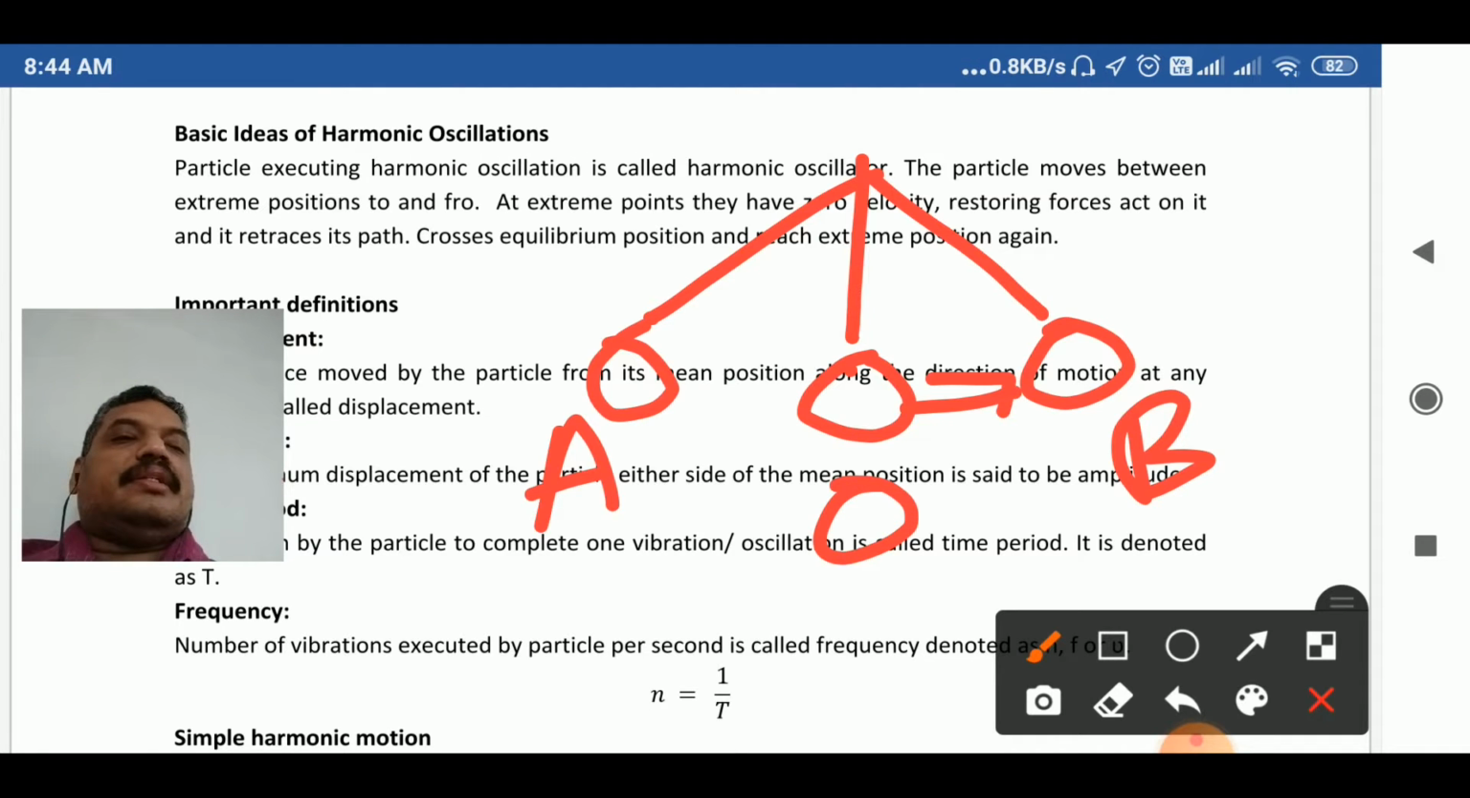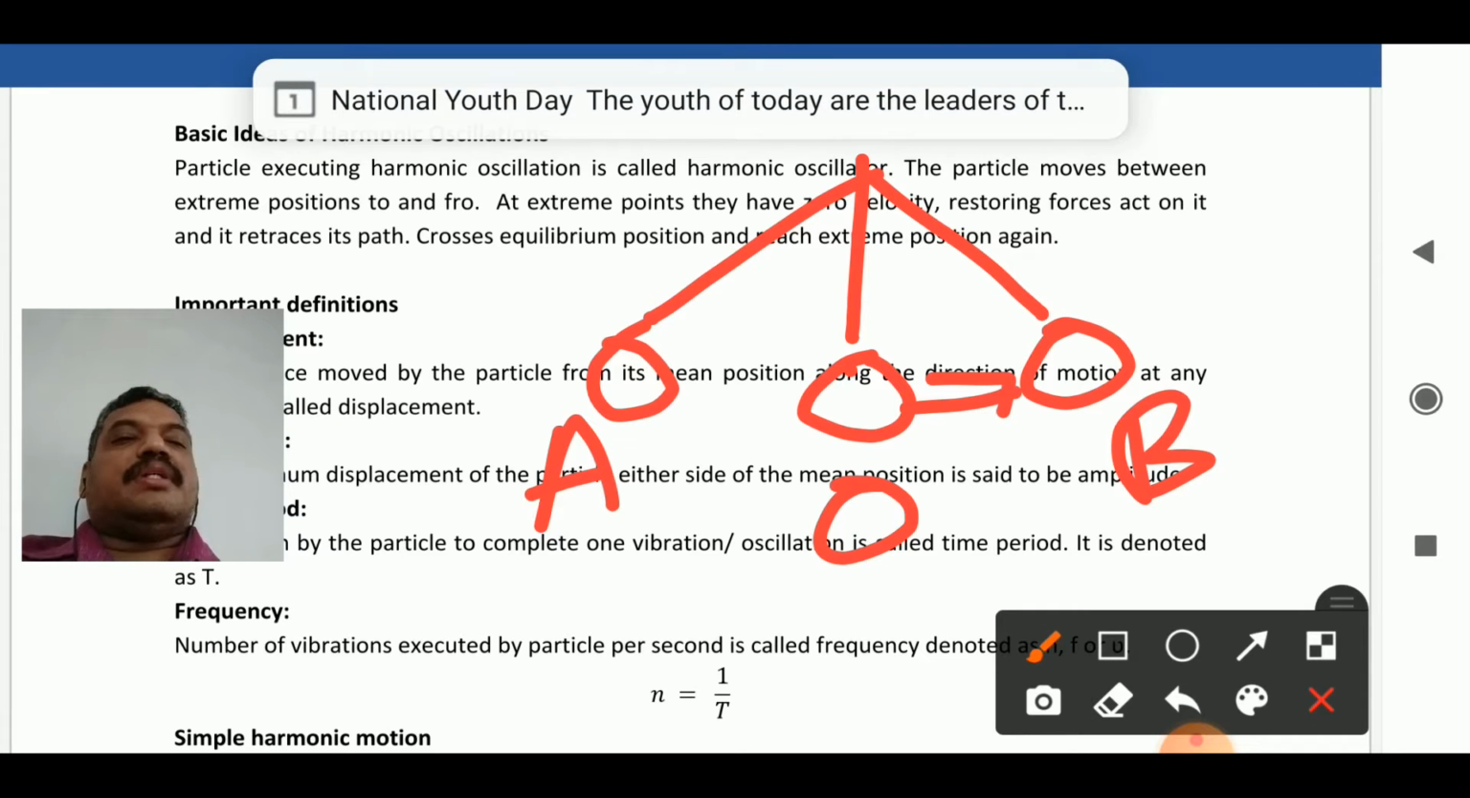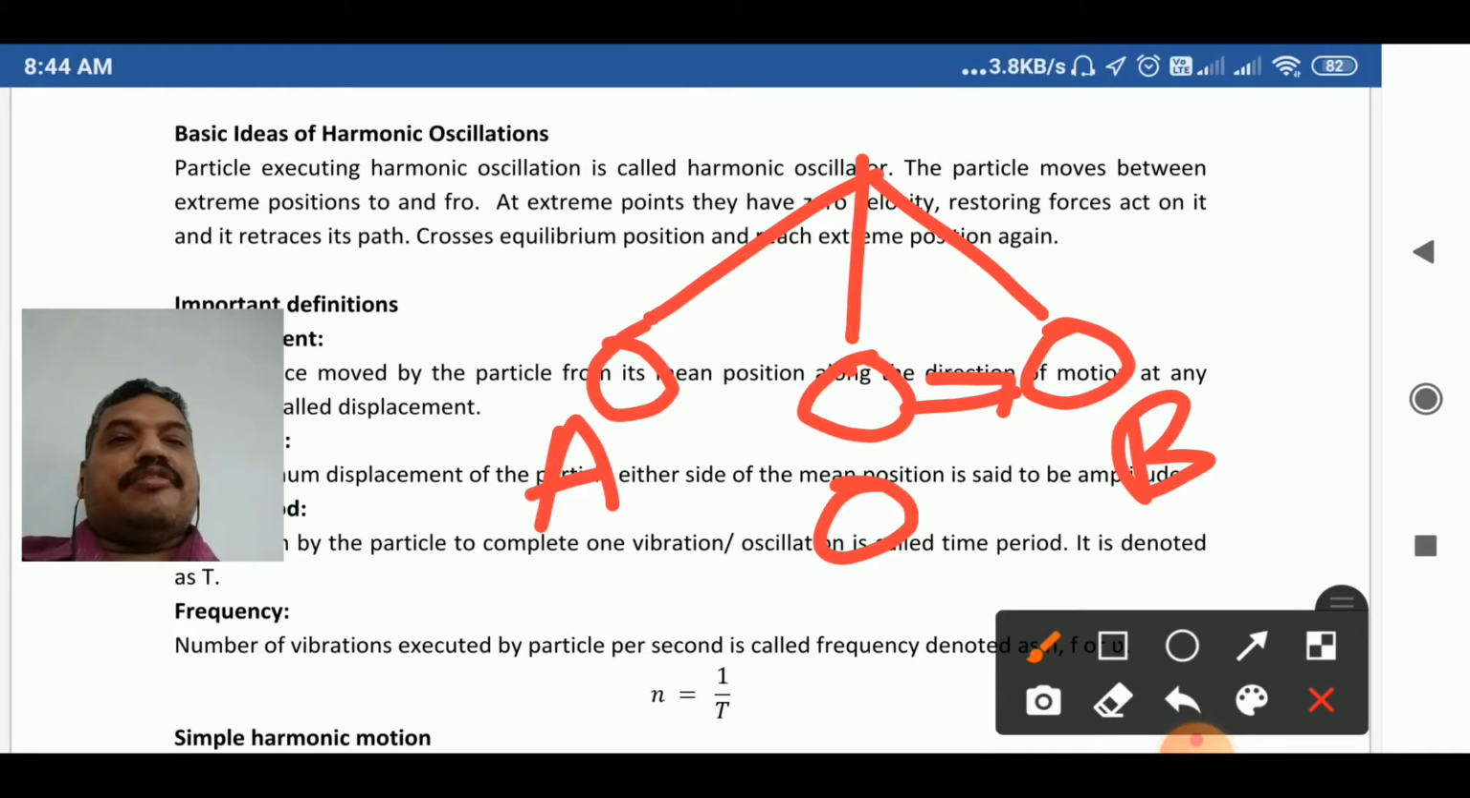the moment, and then it comes back from there. So velocity is 0, and something that brings the object back to the mean position, that we call restoring force. Okay, and the object crosses the mean position and goes to the extreme position.